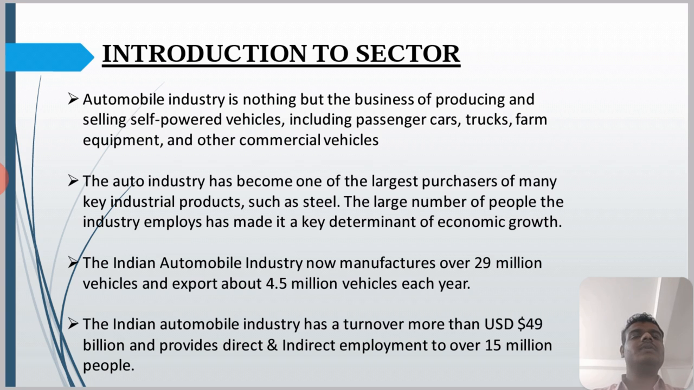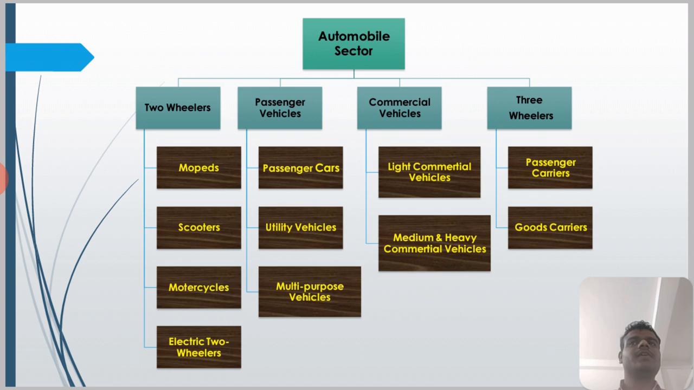The Indian automobile industry now manufactures over 29 million vehicles and exports about 4.5 million vehicles each year. The Indian automobile industry has a turnover of more than 49 billion US dollars and provides direct and indirect employment to over 15 million people. Now we represent various categories of vehicles inside the automobile industry and their subcategories as well.